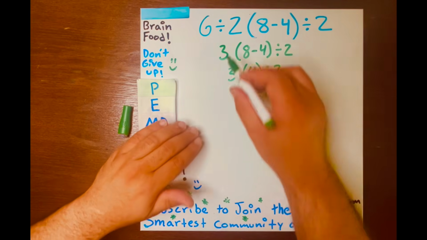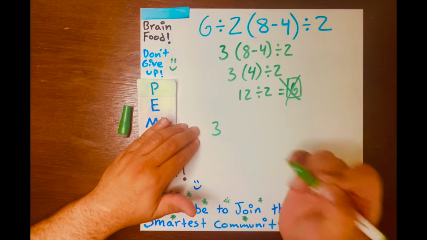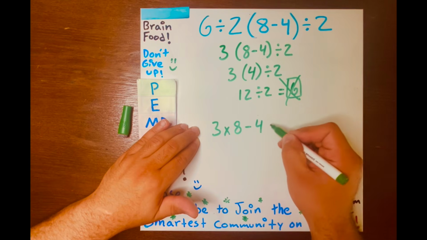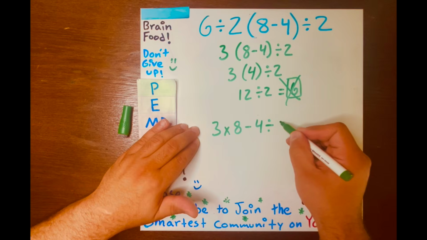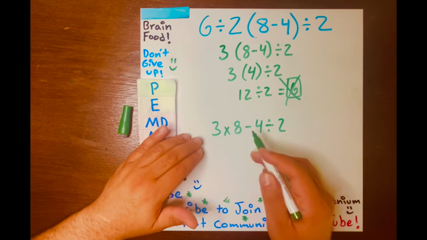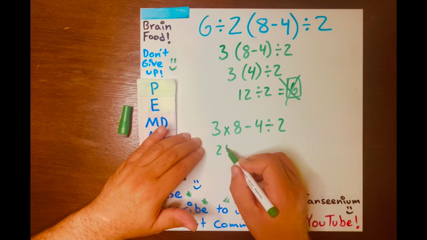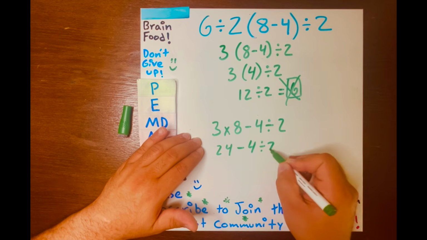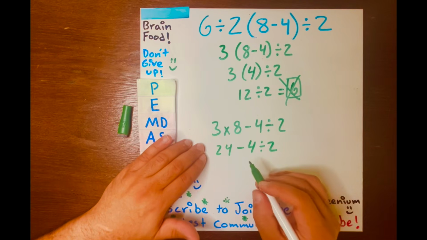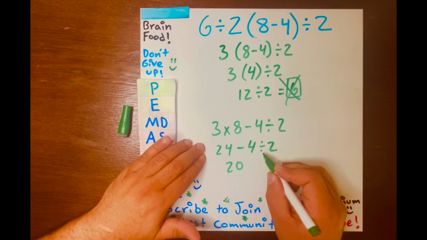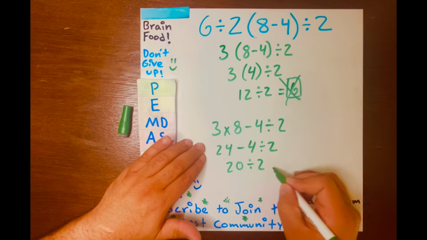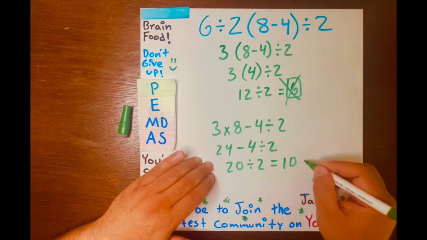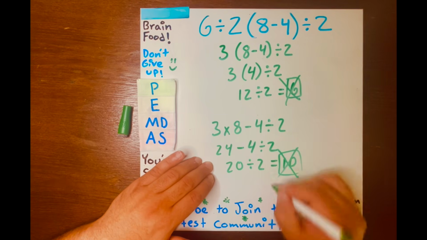Let's try this. 6 divided by 2 is 3 times 8 minus 4 divided by 2. 3 times 8 equals 24. Drop the minus 4 divided by 2, and 24 minus 4 equals 20. Drop the divided by 2, and 20 divided by 2 equals 10. And the answer is not 10.